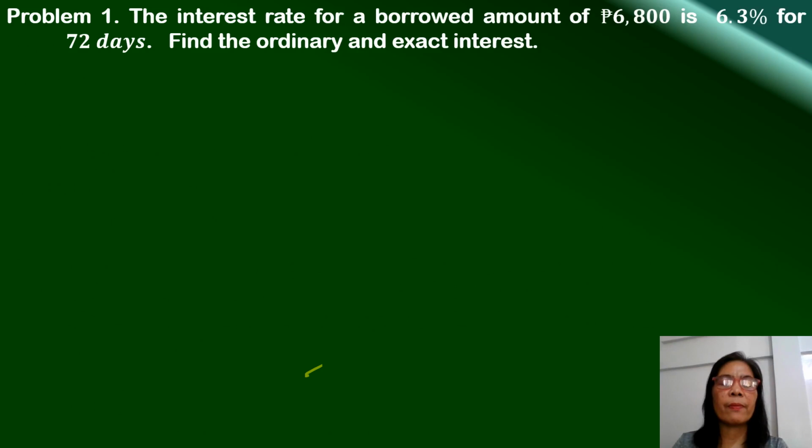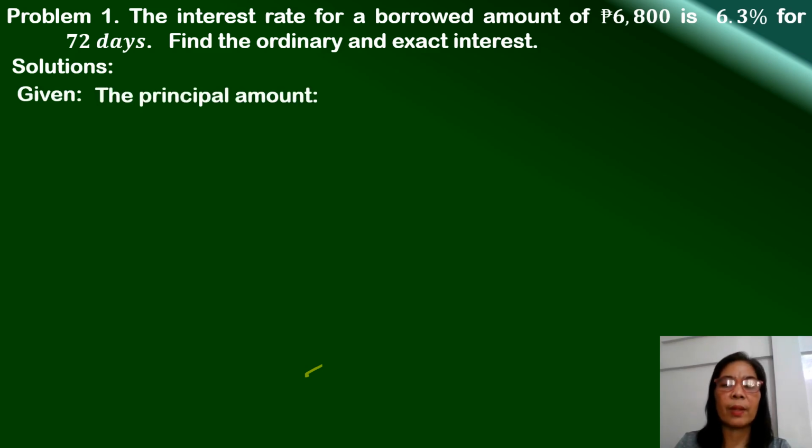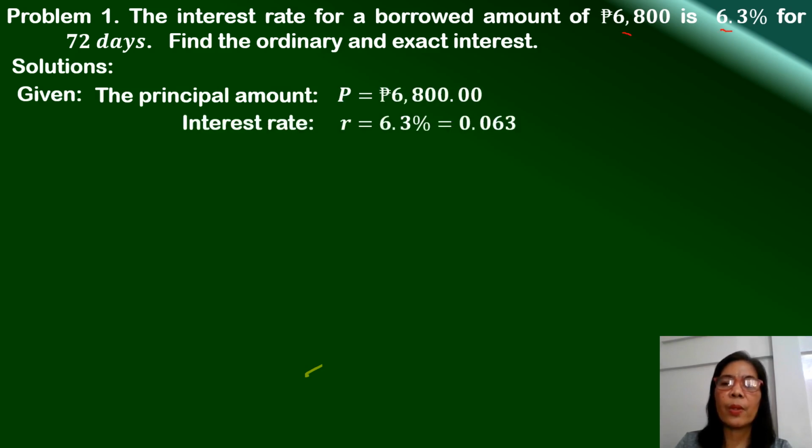Okay, let us solve the problem. The interest rate for a borrowed amount of 6,800 is 6.3% for 72 days. Find the ordinary and exact interest. So we start our solution by identifying what are given. The principal amount is 6,800. The interest rate is 6.3%, and when used in computation should be converted to decimal.